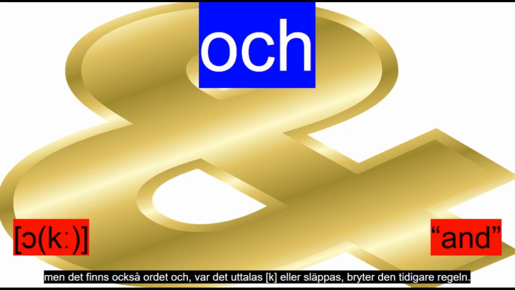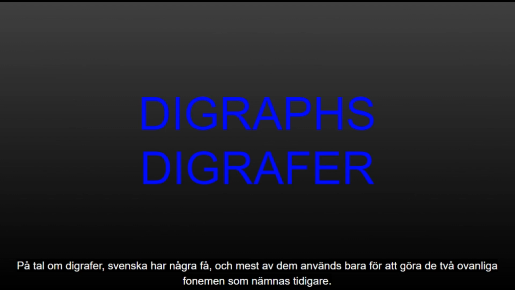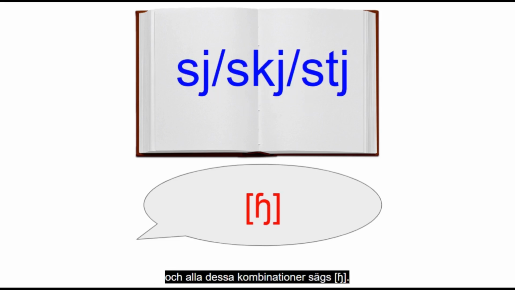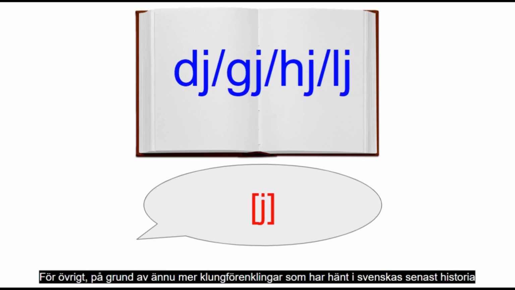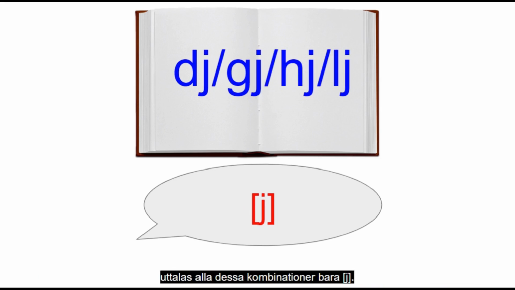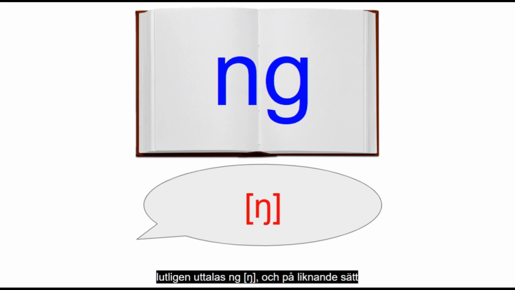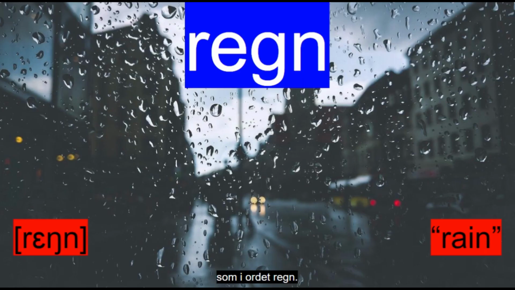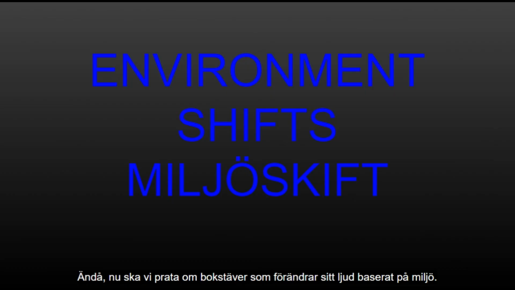breaking the previous rule. Speaking of digraphs, Swedish has a few of them, and most of them are just used for making the 2 rare phonemes mentioned earlier. Specifically, these combinations are said sh, and these combinations are said ch. In addition, due to even more cluster simplifications that have happened in Swedish's recent history, these combinations are all just pronounced ye. Finally, ng is pronounced ng, and on a similar note, the digraph gn results in the interesting cluster of ng, like in the word ring. Anyway, now we'll talk about letters that change their sound based on environment.